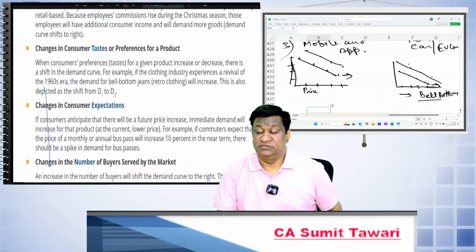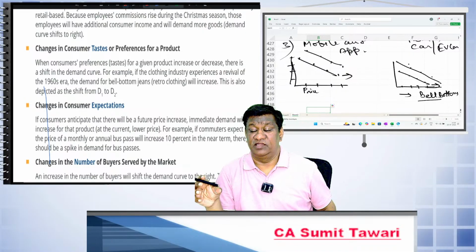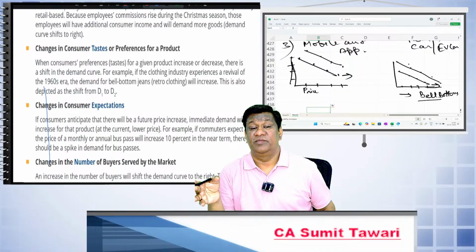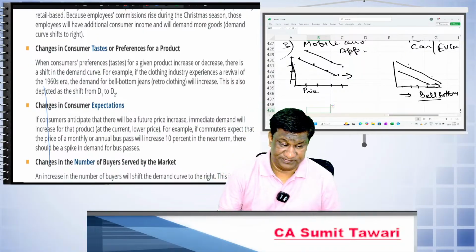So it is basically the shift to the right. Okay, so this is what happened in this scenario. Earlier they had a limited customer base. Now the customer base has increased. So because of that reason, demand for the particular product increased.